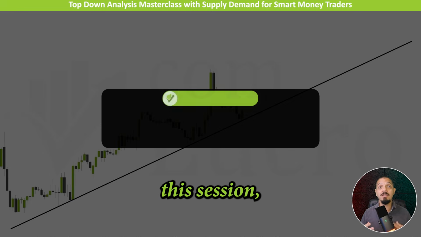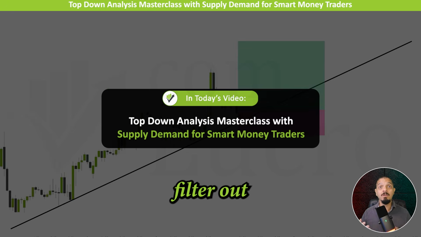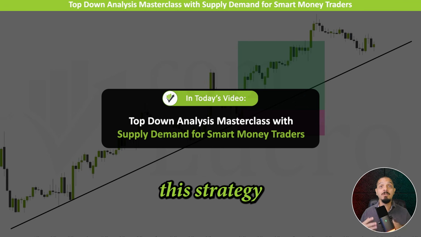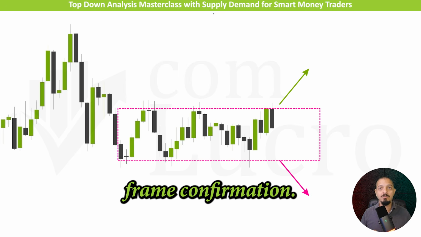By the end of this session, you will be able to identify strong supply and demand zones, filter out weak setups, and apply this strategy with precision using both single and multi-time frame confirmation.